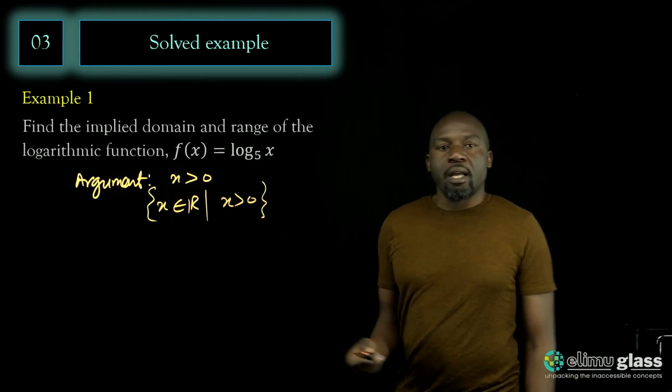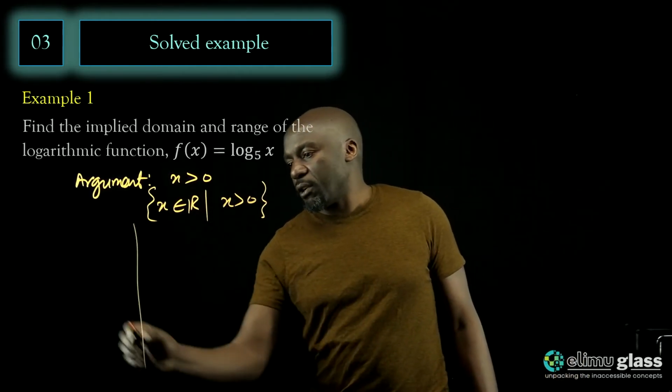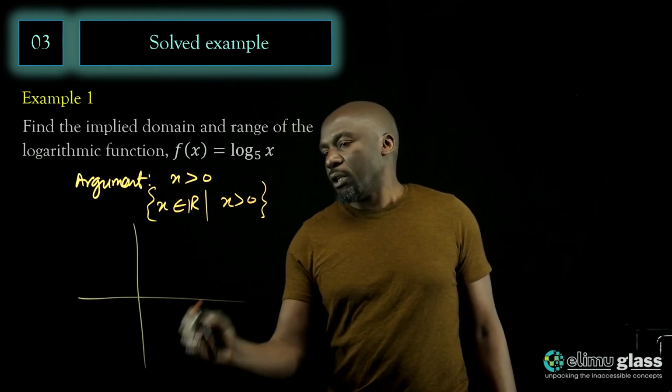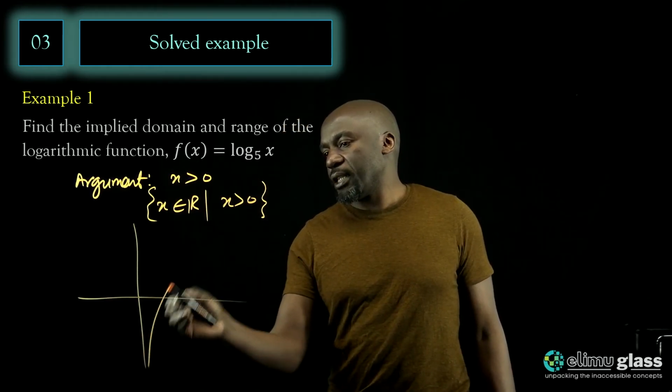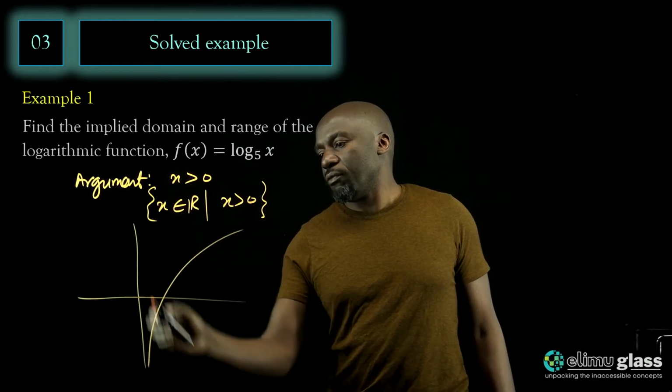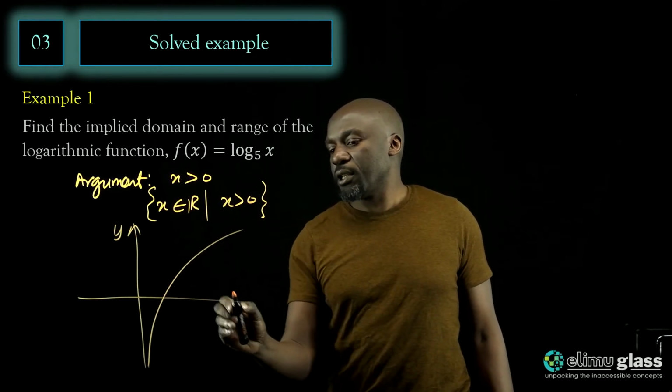Okay, the logarithmic function graph is always looking like this. So the y-axis is an asymptote.